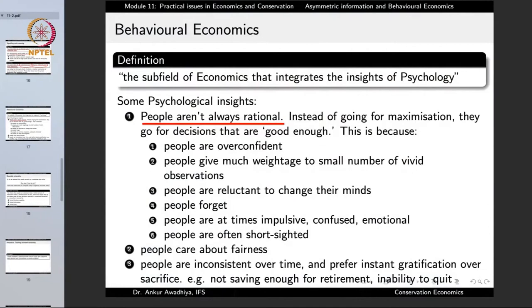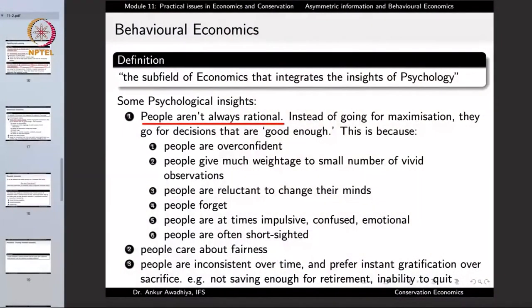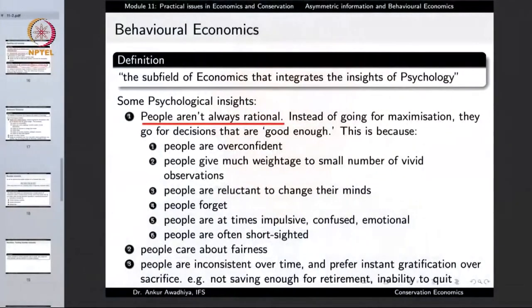Or people give much weightage to a small number of vivid observations. So if there is a person who has observed that a particular vehicle did not perform that well, perhaps it was a friend's vehicle and it was not working that well, this is very vivid information because this person has observed the vehicle from close quarters. The person might give an overemphasis to this piece of information. So people might not go for the maximization of their welfare, but would say, okay, I know that this vehicle does not work well, and so I am not going to consider this vehicle at all. Even though it is possible that it was just an isolated example, and on average this vehicle performs very well, still people go for decisions like that.